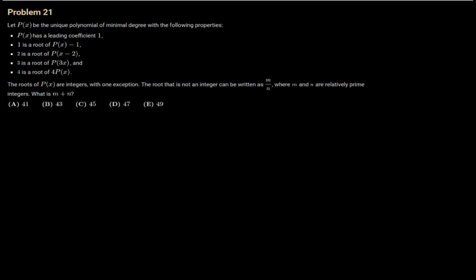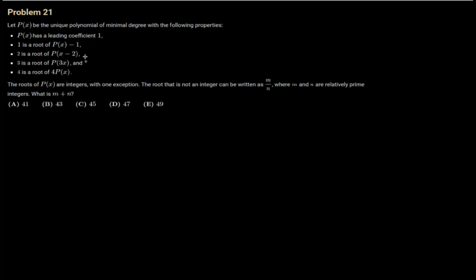This is problem 21 from the 2023 AMC 10A. Let p of x be the unique polynomial of minimal degree with the following properties. And then there are a few properties listed here. The roots of p of x are integers with one exception. The root that is not an integer can be written as m over n, where they're both relatively prime. Find m plus n. So let's use this.